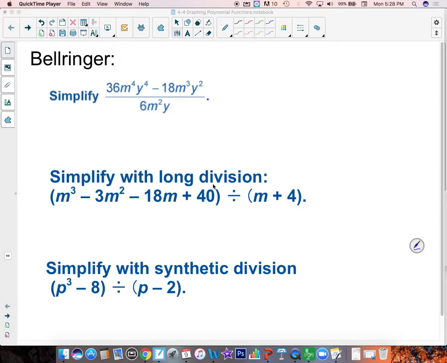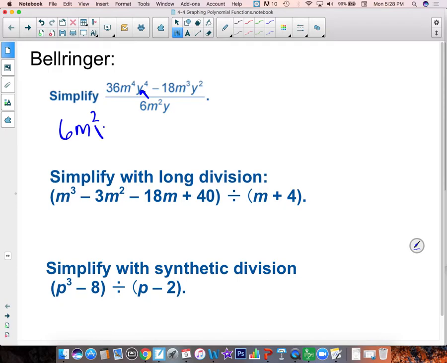through these bell ringers. Alright, on the first one, when we're dividing a monomial, we think about dividing it into that one first. So 36 divided by 6 gives you 6. And then m to the fourth over m squared is m squared. y to the fourth over y is y to the first power, so that'd be y cubed. So that's my first term.